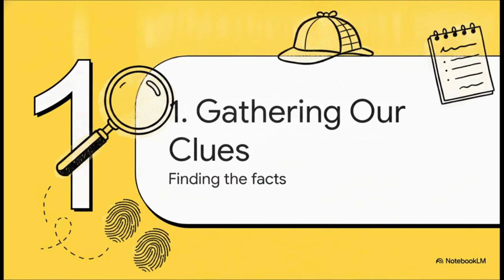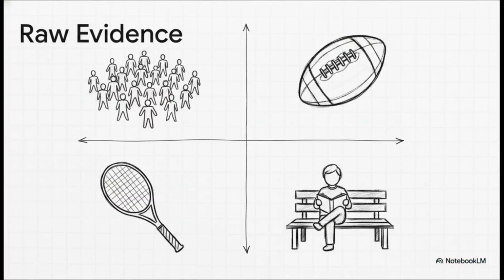Section 1. Gathering our clues. Let's find the facts. Like any good detective story, before we can find our culprit X, we need to isolate the hard facts. Let's just lay out the evidence exactly as it was given to us. First, we've got our universe, our absolute hard limit of 28 students total in the class. Next, we know 15 students play football. We've got 12 students who play tennis. And finally, 8 students who play neither sport. They're the ones represented by that 8 outside the circles. You know, they're probably just chilling on the bleachers reading a book or something. But anyway, that is our raw data.